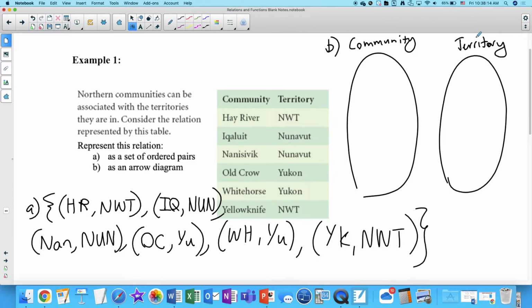Now, one thing that didn't come up on the first page about these arrow diagrams or mapping diagrams is this. If a value is repeated in the relation, we only put it in once into the mapping diagram. And all that happens is that there's either more than one arrow that comes out of it or more than one arrow that points to it. Okay? So if you look at all the communities, there aren't any repeats there, which makes sense. A community can't be in more than one territory. So I'm just going to put all of these in here.